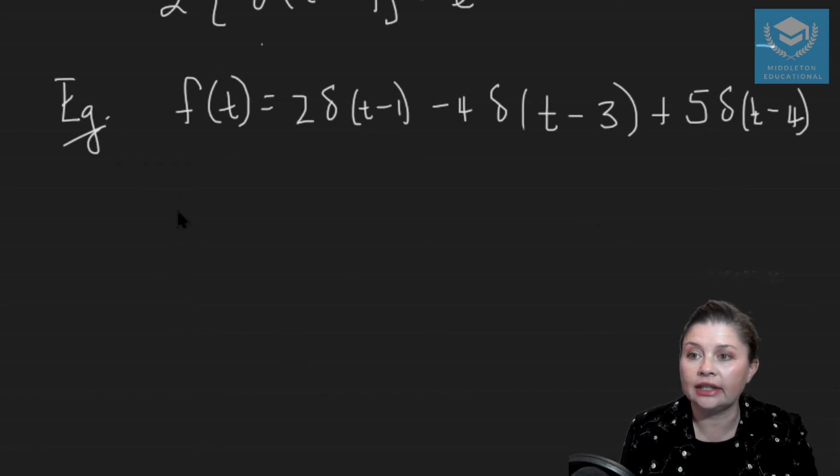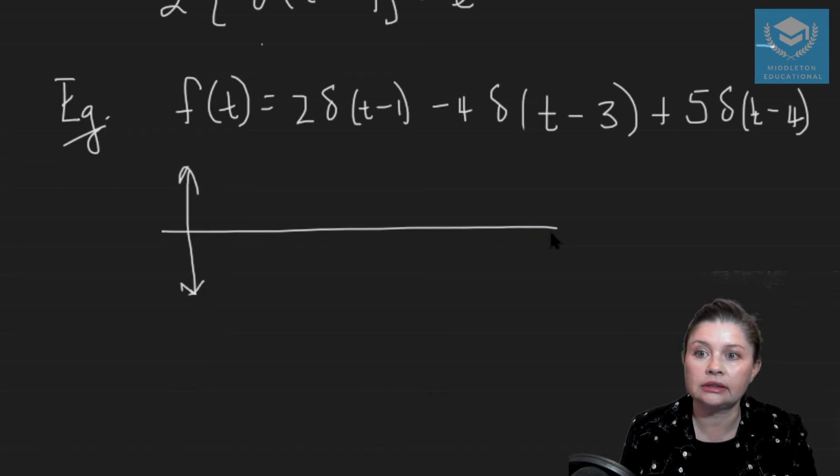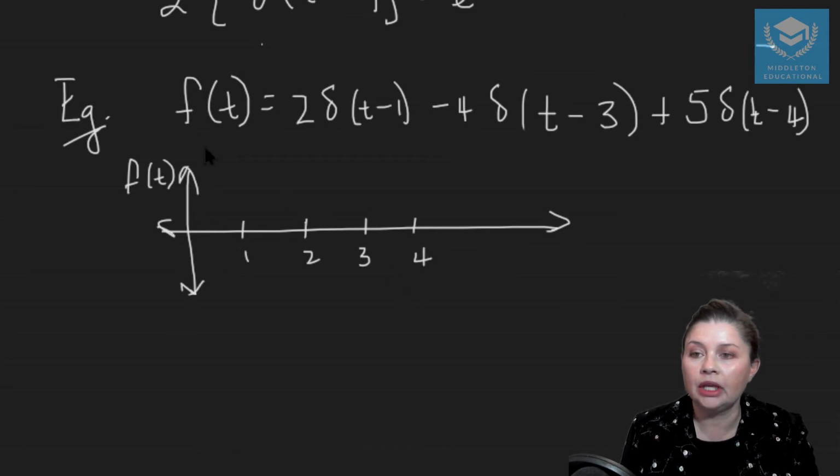So if we were to draw this on a sketch, we would have an interval like this, and that is f of t. So that's 1, 2, 3, and 4. The first one is happening where t is 1, so there. So let's just write this one. That is 1, so this one is 1.